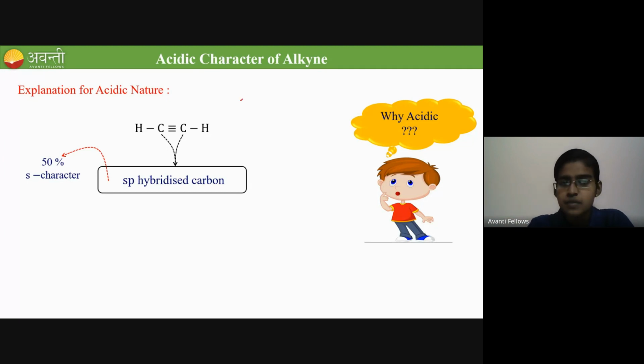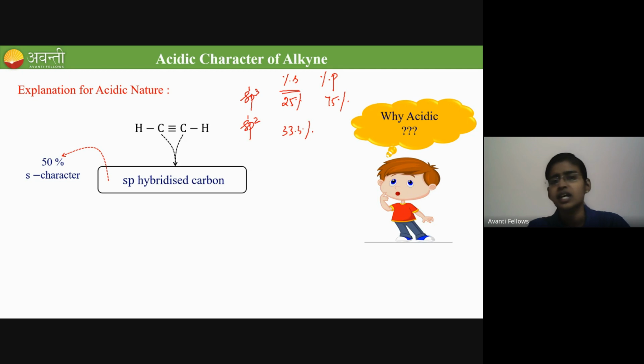In sp3 we all know, what is the percentage of s character and p character? It is a 1:3 ratio, so s character is 25% and p character is 75%. In case of sp2, it is 1:2, so s character is around 33.3% and p character around 66.6%. In case of sp, it is a 1:1 ratio, that is 50% s character and 50% p character.